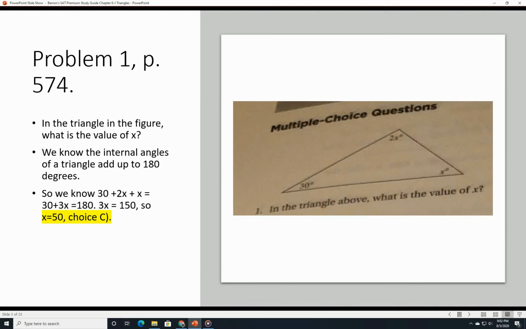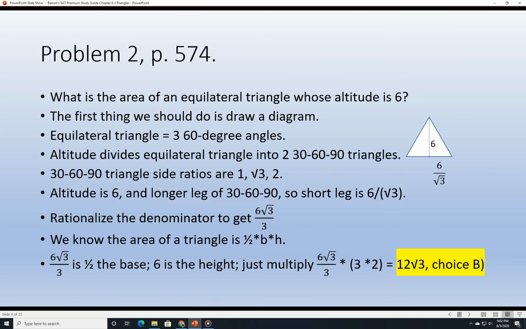Problem 1, page 574. In the triangle in the figure, and here's the figure from the book, what is the value of x? Well, this should be pretty easy. We have 30 plus 2x plus x, so 30 plus 3x, we just combine like terms, equals 180. So then we subtract 30 from each side, get 3x equals 150. So x is equal to 50, which is choice C.